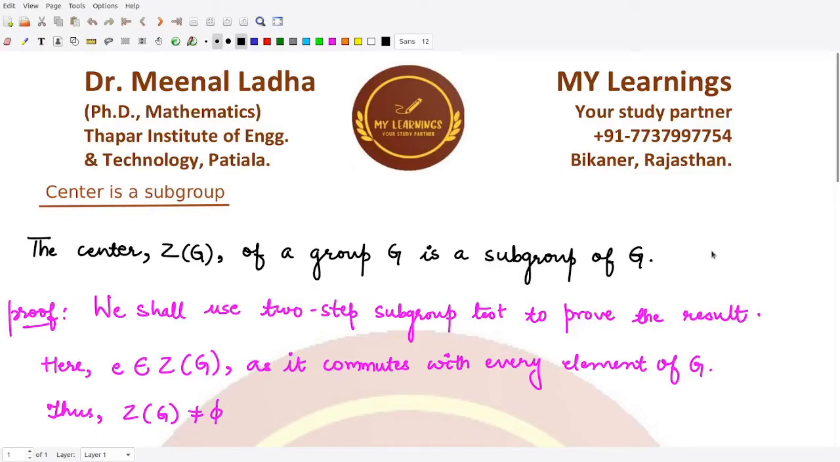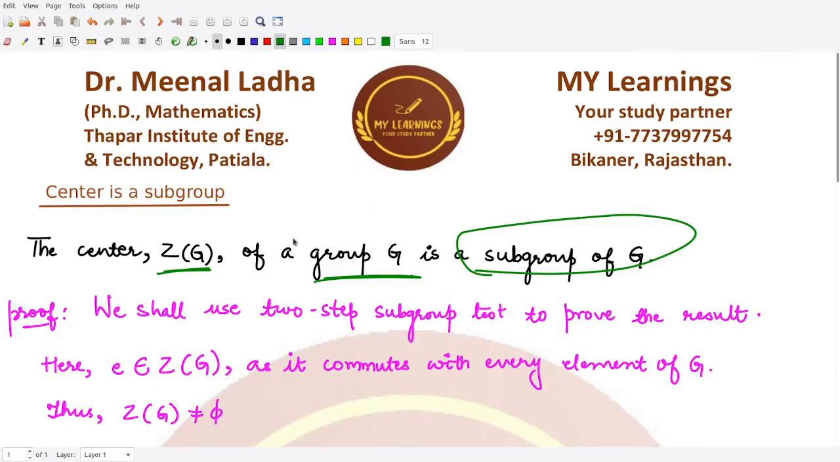In this video, we'll be looking at a property: the center of any group is a subgroup. Let's see how. The property tells us that the center Z(G) of a group G is a subgroup of the group G, right? So let's try and prove this.